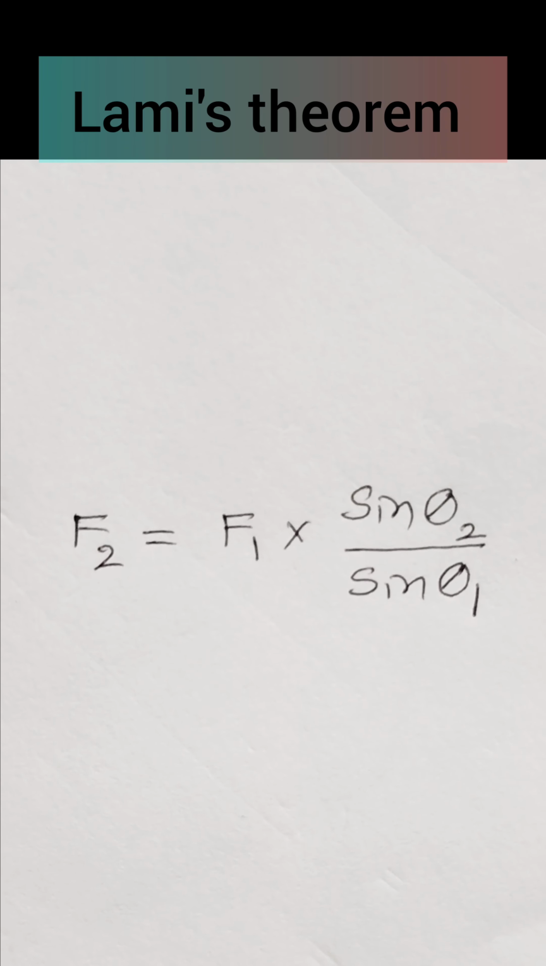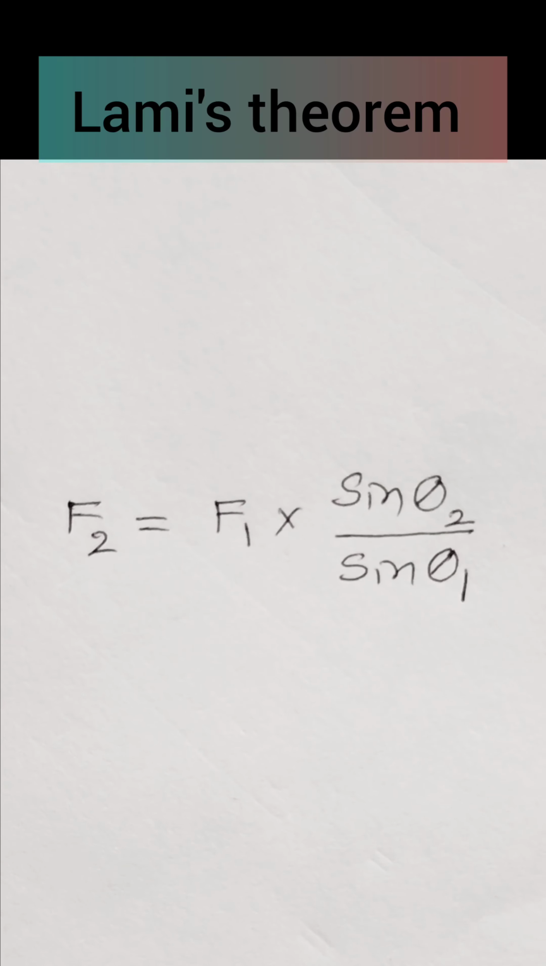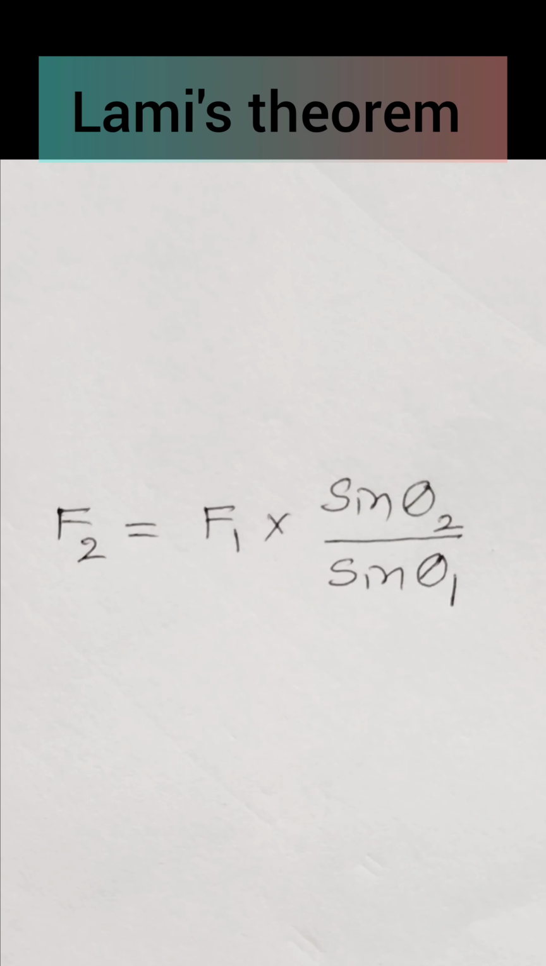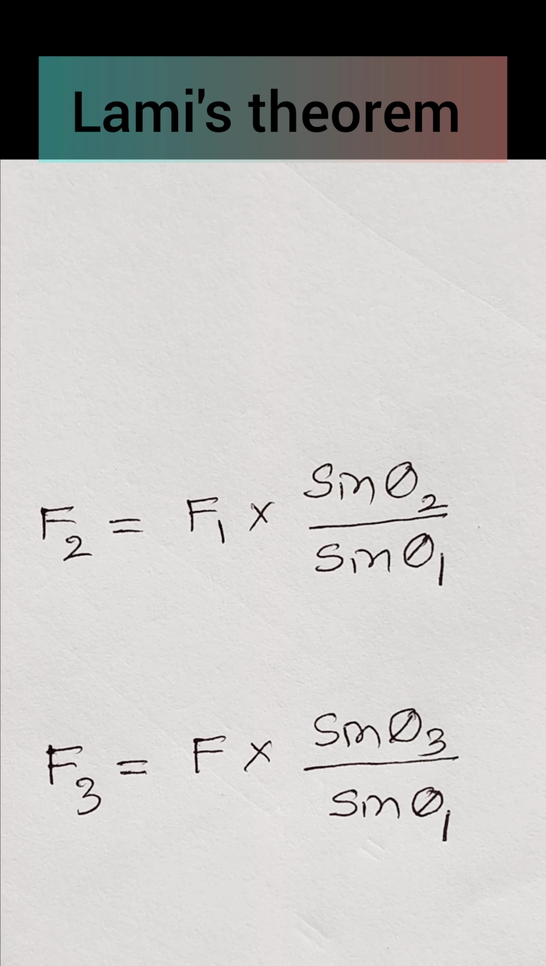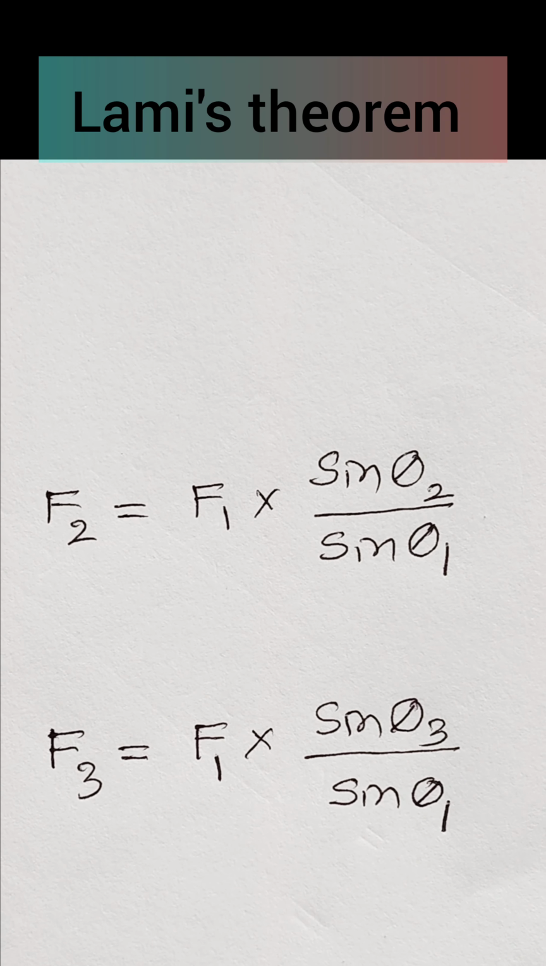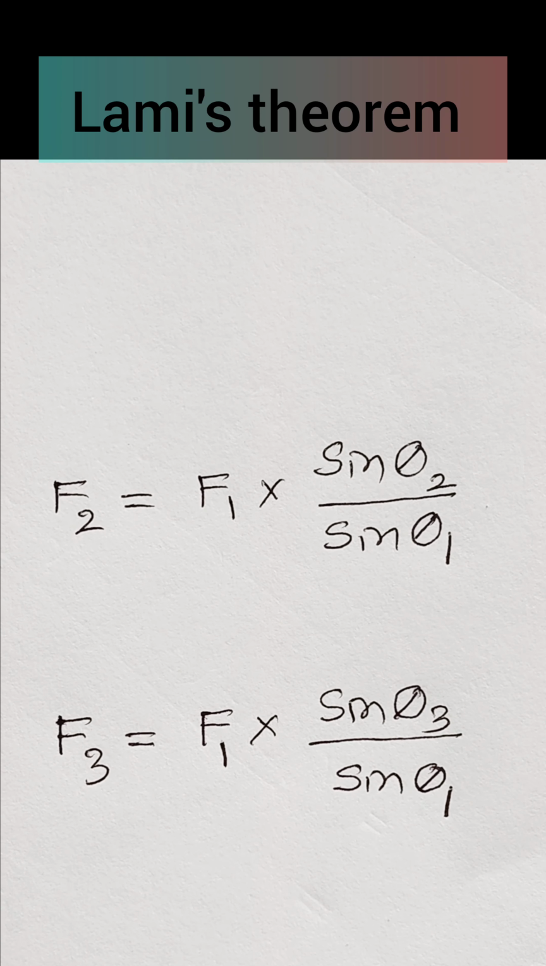When you want to find F3 in terms of F1, we can write it as F3 equal to F1 into sine theta 3 divided by sine theta 1.